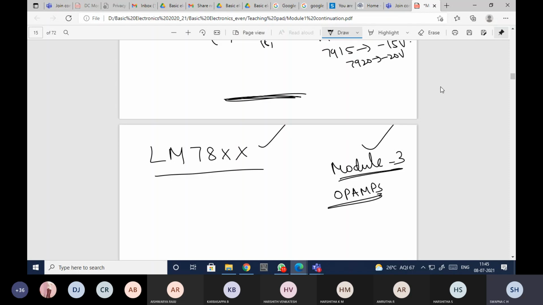The choice is, ma'am, after the third module. Yes, ma'am. After the third module, I should come back to the first and revise. That's what you mean to say, Yashwant? Yes, ma'am. Okay, ma'am. Okay, no problem.